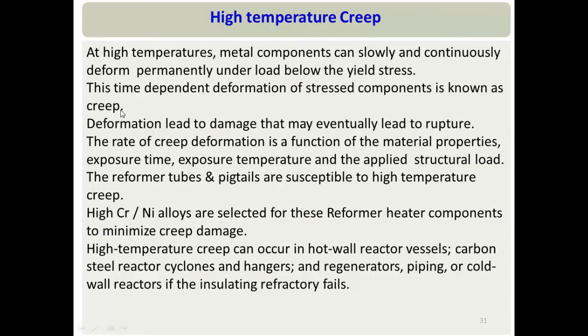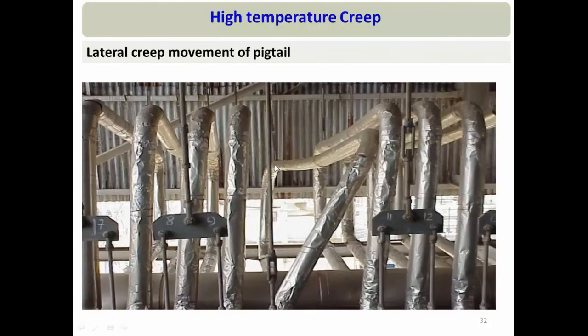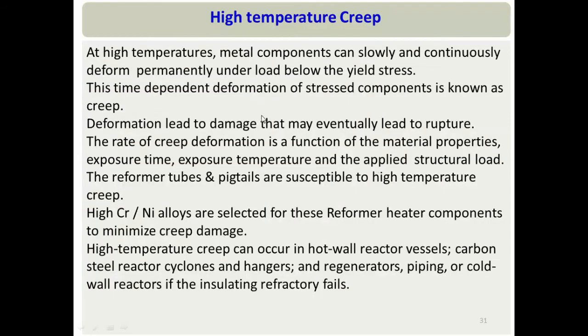Now, this creep usually occurs in a hydrogen unit where reformer tubes or pigtails are at very high temperature, and when these units run for a very long duration, the pigtail experiences a creep problem. For example, this is the pigtail, and you see that this sagging is due to this creep. To avoid this problem, we use a material which has very high creep strength.